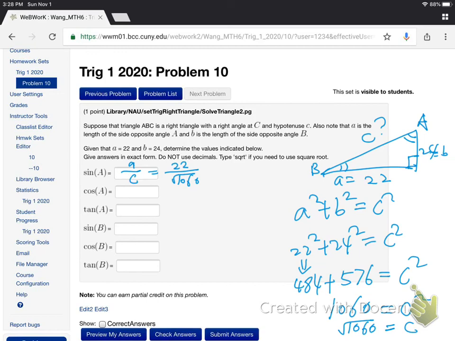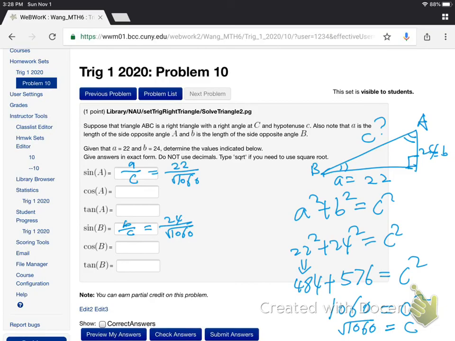So what is sine B? It will be opposite of B, so it's B over C. This is 24 over square root of 1060. And then you can use the definition to find the other two, cosine and tangent.